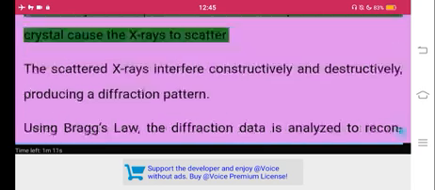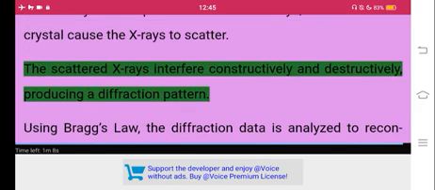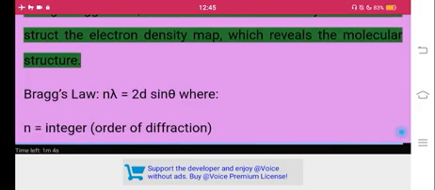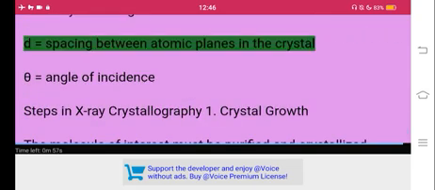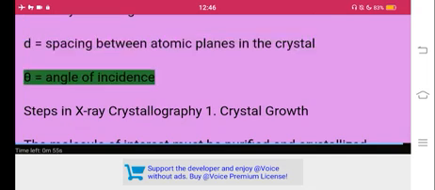Principle of X-ray crystallography. When a crystal is exposed to a beam of X-rays, the atoms in the crystal cause the X-rays to scatter. The scattered X-rays interfere constructively and destructively, producing a diffraction pattern. Using Bragg's law, the diffraction data is analyzed to reconstruct the electron density map, which reveals the molecular structure. Bragg's law: n lambda equals 2 d sin theta, where n equals integer order of diffraction, lambda equals X-ray wavelength, d equals spacing between atomic planes in the crystal, and theta equals angle of incidence.